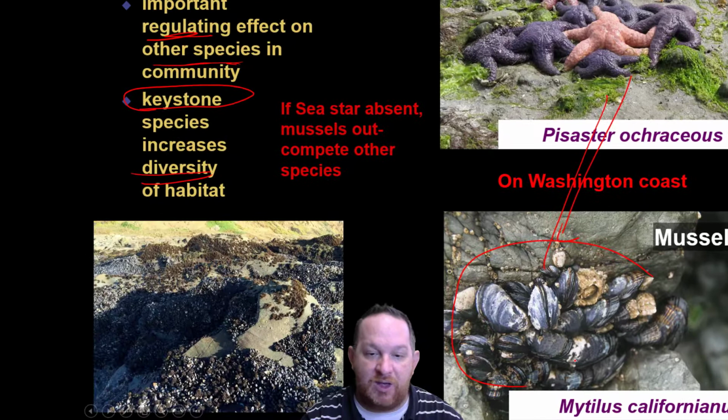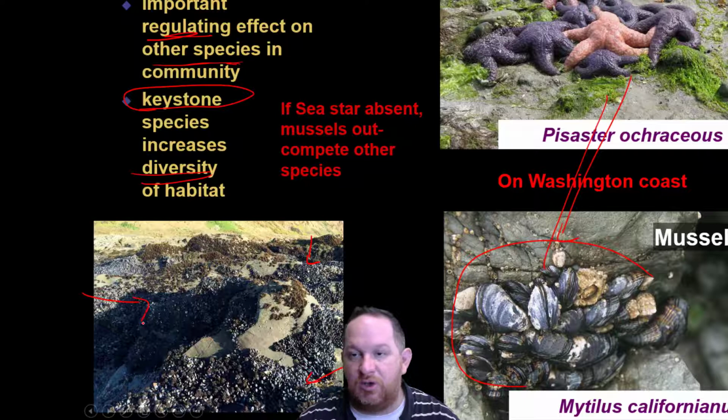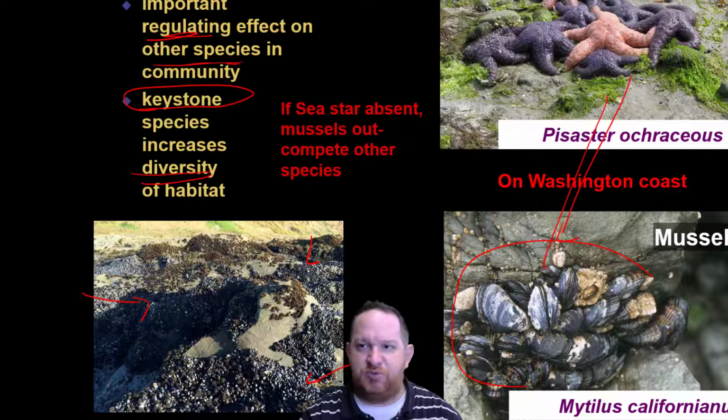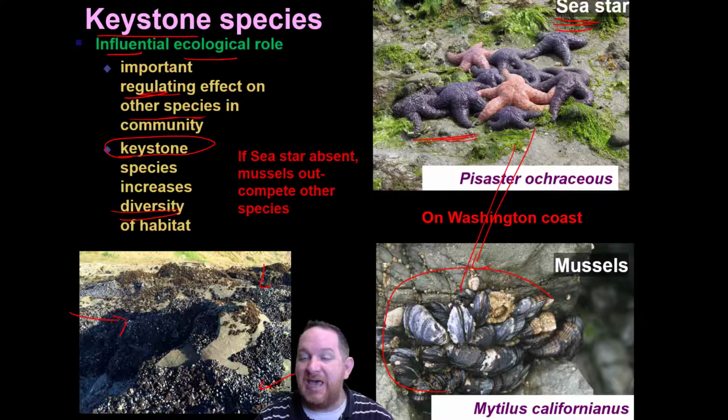Look at all these mussels and how quickly they've taken over this particular area. So the sea star, no one would really consider that an apex predator, but it's an important species in its ecological niche because it keeps this mussel population under control. So let me give you another example here of keystone species, and that is the sea otter.